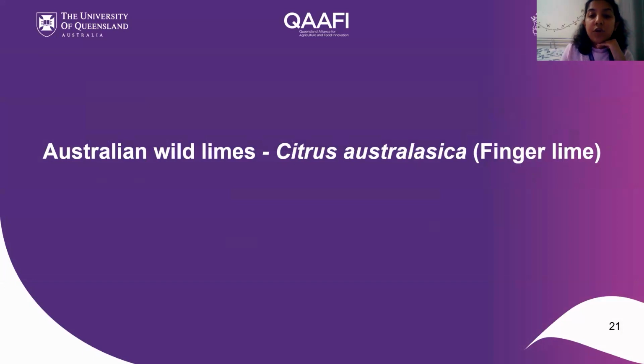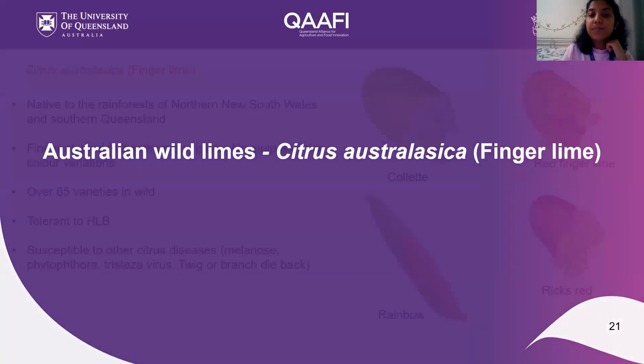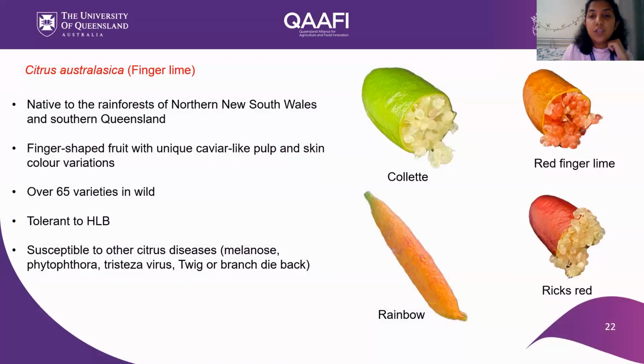And then let's move on to our second important genome, Citrus australasica, which is commonly known as finger lime. Finger lime is a unique species among the other members of the Rutaceae family, with finger-shaped cylindrical fruits. They also have a distinct pulp which resembles caviar. It has a high natural genetic diversity with over 65 varieties in the wild, and it is resistant or tolerant to HLB disease and susceptible to other citrus diseases.